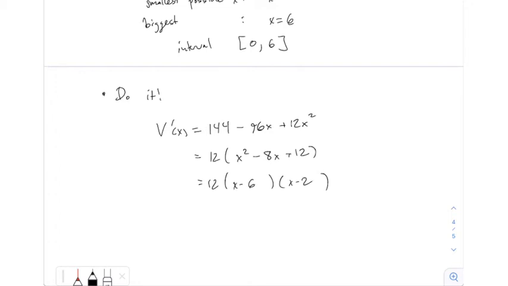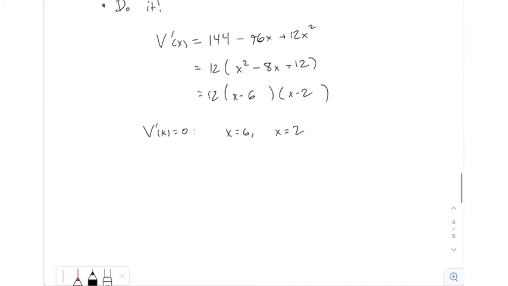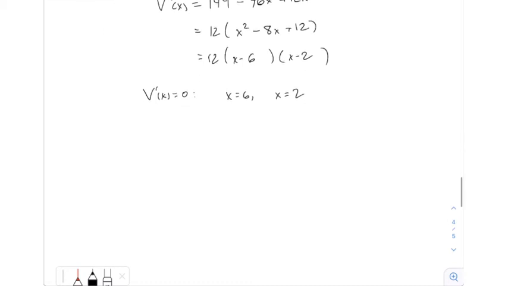Okay, so the solutions then, V prime of x equals 0. My solutions are x equals 6, x equals 2, right? That 12 on the front doesn't affect anything in terms of the critical numbers. x equals 6 and x equals 2. Okay, almost done here. Now we just plug the numbers in. Use your calculator. We have some big numbers involved.